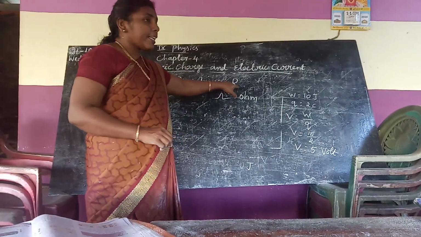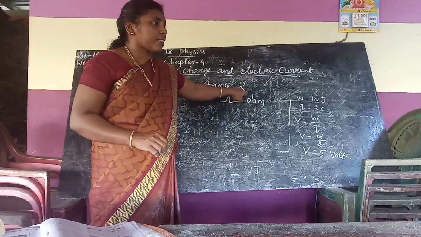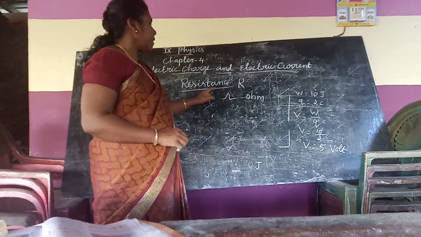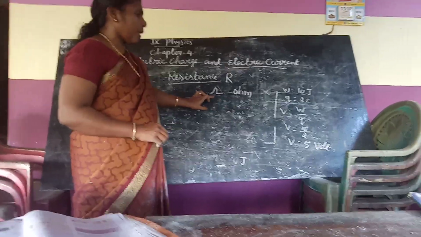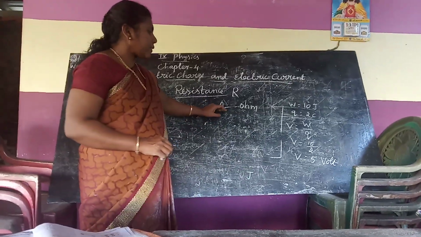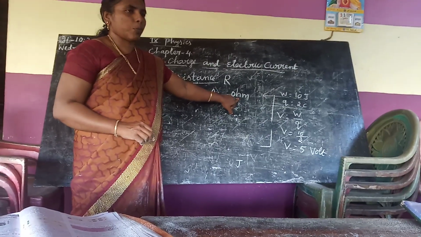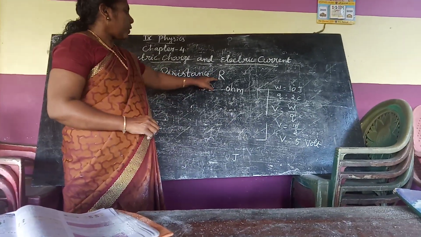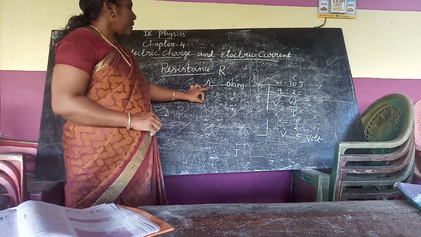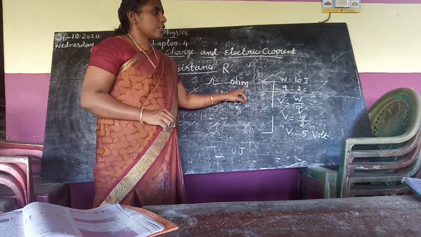What is the letter denoting resistance? R is the letter denoting resistance, and ohm is the unit of resistance. So we can write ohm like this also. If you don't know how to write this symbol, you have to write O-H-M, the spelling also. So resistance is denoted by the letter R and the unit of resistance is ohm.